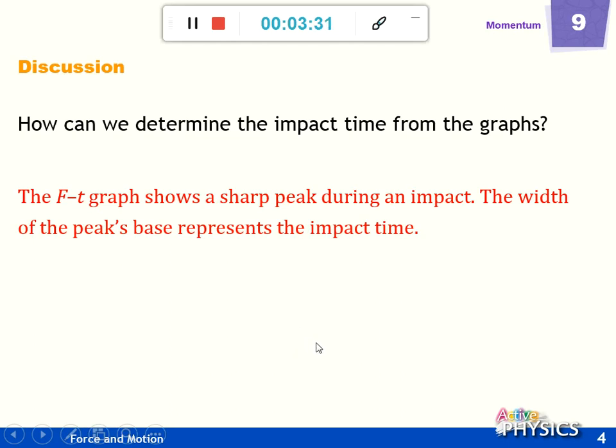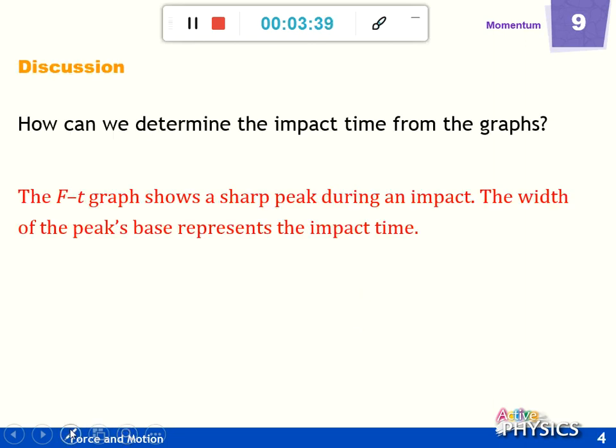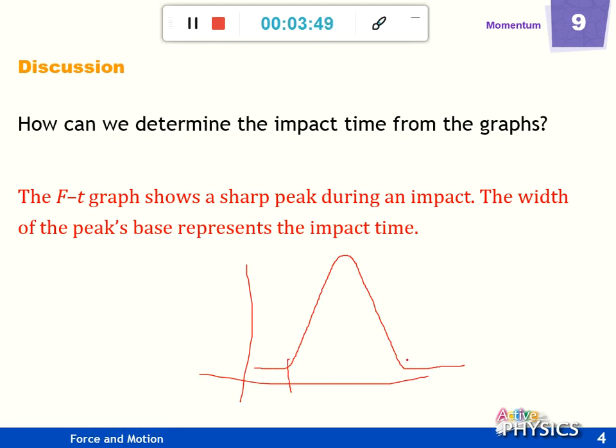This one is the discussion. How can we determine the impact time? You can look at the graph. The graph will be like that. You can see that it jumps up and down. To find the impact time, we measure the time interval between it. This will be the impact time. Of course, the x-axis will be t. If this is the force-time graph, then this will be the maximum impact force.